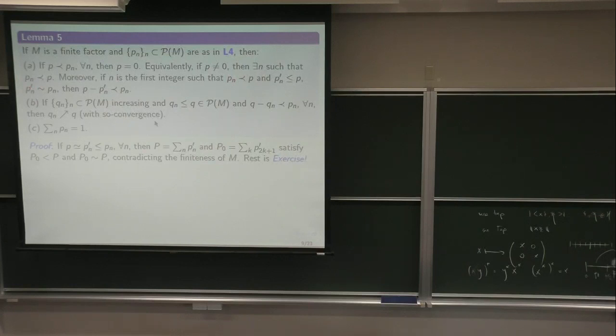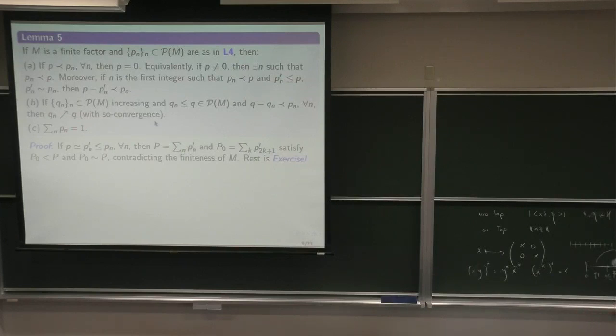then P minus this Pn prime must be majorized by Pn. And here is why this implies, in a way, the topology, the SO convergence, at least for projections. So if Qn is an increasing sequence and Qn is less than Q, with Q minus Qn majorized by Pn for all n, then Qn converges to Q. And also in particular, you have that the sum of Pn is equal to 1.